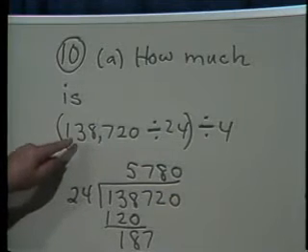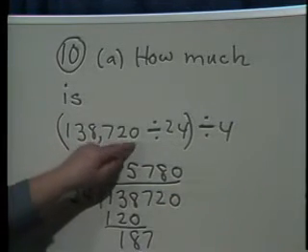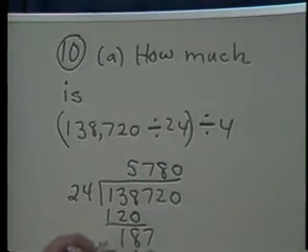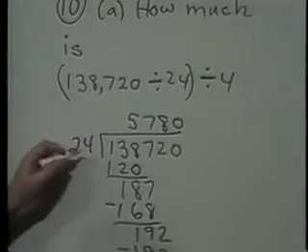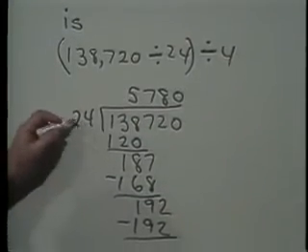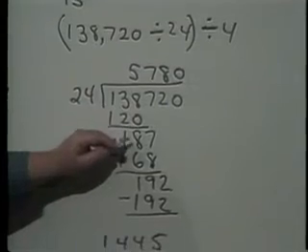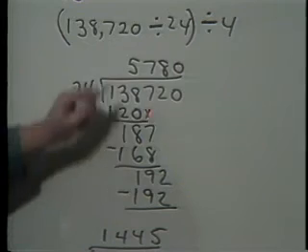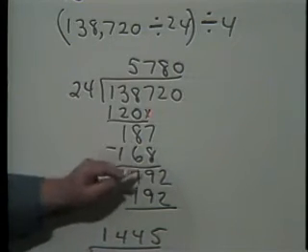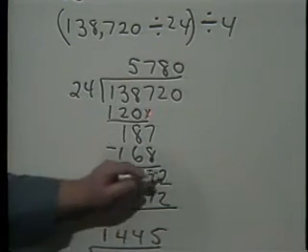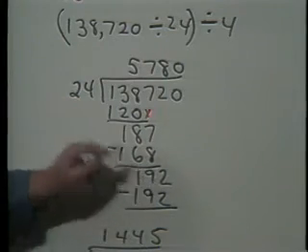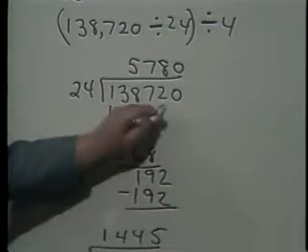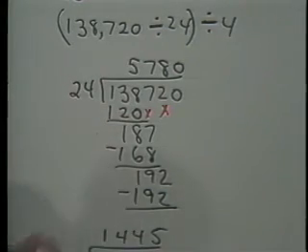So part A says, take 138,720 and divide that by 24. So that's what I do over here. This is just, again, for you to check out. 24 goes into 138 5 times. 5 times 24 is 120. I subtract, I get 18. I bring down the 7. 24 goes into 187 7 times. 7 times 24 is 168. I subtract 168 from 187. I get 19. I bring down the 2. 24 goes into 192 8 times. 192 from 192 is 0.